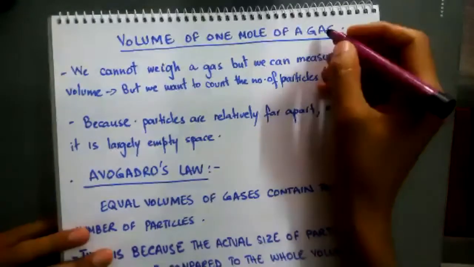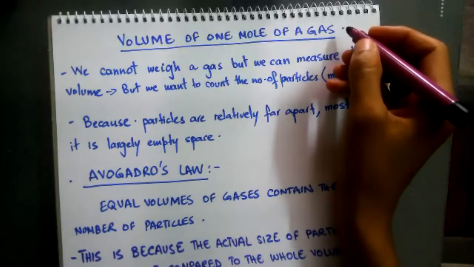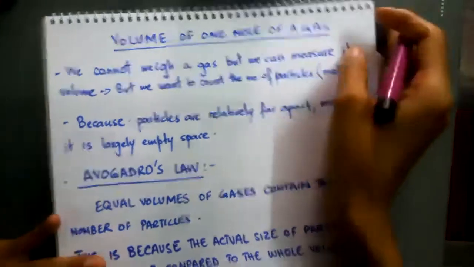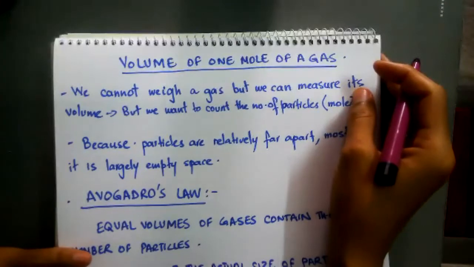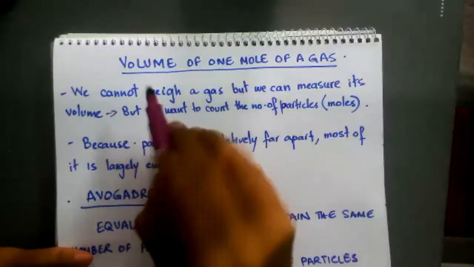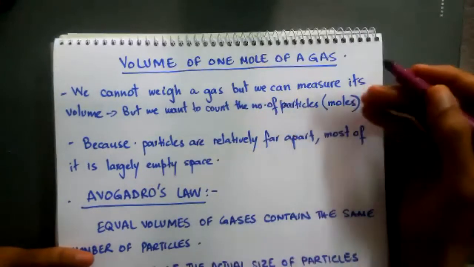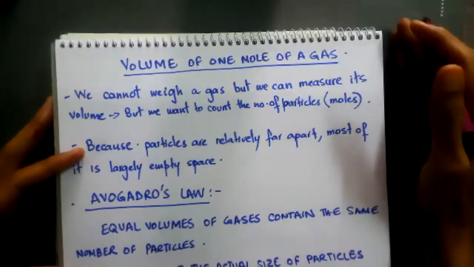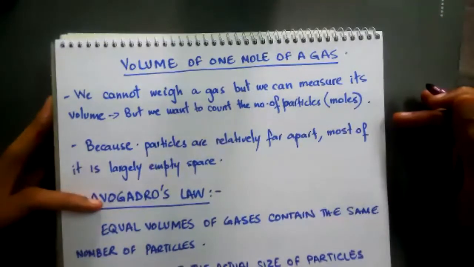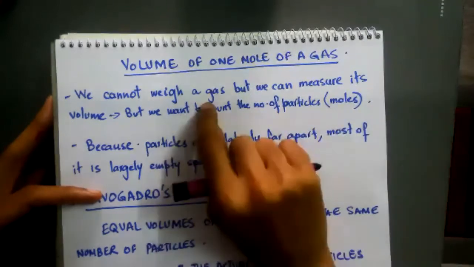Okay, now let's talk about gases. There is a very interesting thing about gases, which is very different from solids and liquids. We cannot weigh a gas, right? Because we could weigh the liquids and solids. That was easy. Just put them in a container and put them on a weighing balance, take the reading, calculate their tare values, and you will get the mass of the solid or the liquid. But can we do that with a gas?